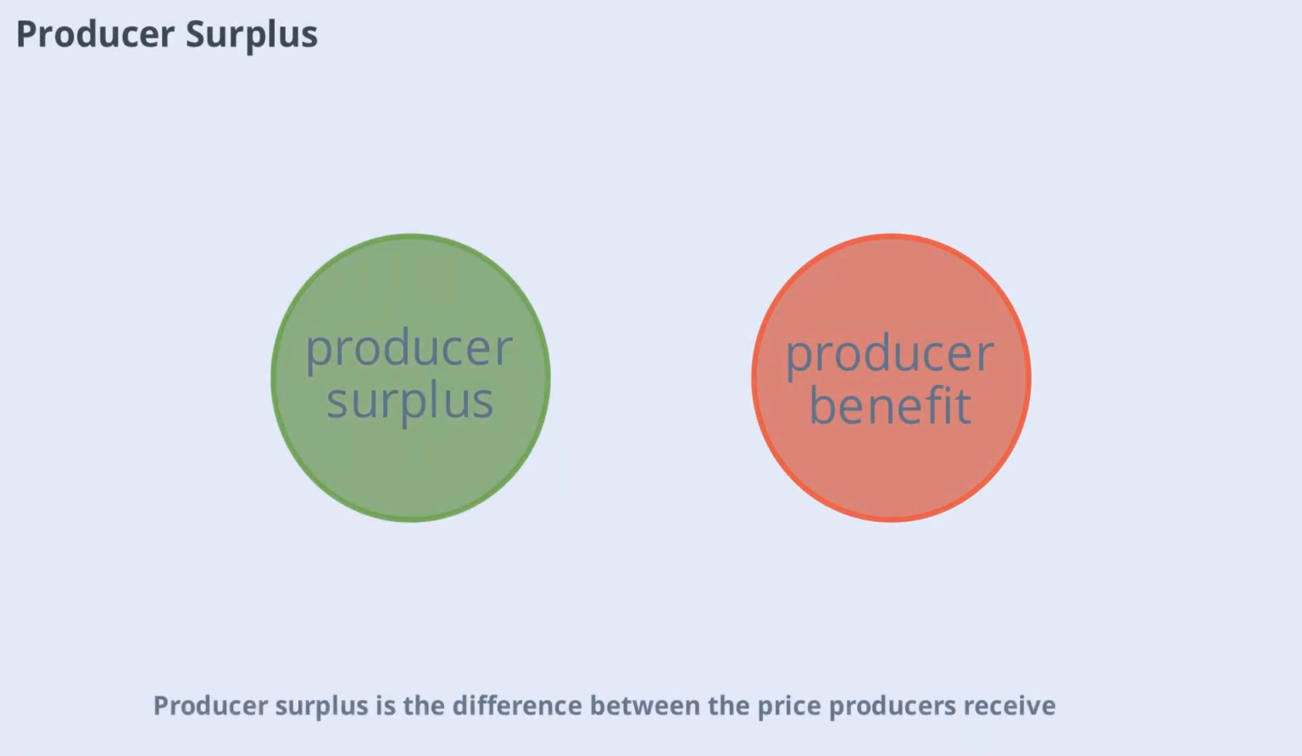Producer surplus is the difference between the price producers receive for a good and the minimum amount they're willing to accept. It reflects the extra profit or benefit producers gain from selling at a market price higher than their minimum acceptable price. Producer surplus, along with consumer surplus, helps measure the total welfare created by a market. This concept is important for understanding how markets benefit both buyers and sellers.